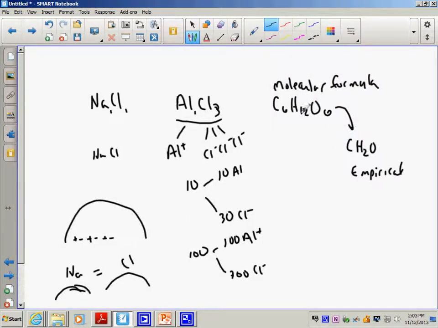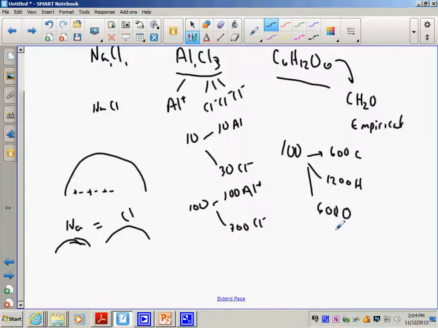Notice that the proportions are still the same. 1 to 1, 1 to 1. Either way, no matter what, whether it's on this level or on this level, it doesn't really matter. If I have 100 of these glucose guys here, I will have 600 carbons, I'll have 1,200 hydrogens, and I'll have 600 oxygens. So no matter what, my carbon and my oxygen would always be the same. They have to be the same. And the hydrogen will always be double the carbon and the oxygen. This would be true whether it's 100 or whether it's 1,000,000 or whether it's 10 billion.